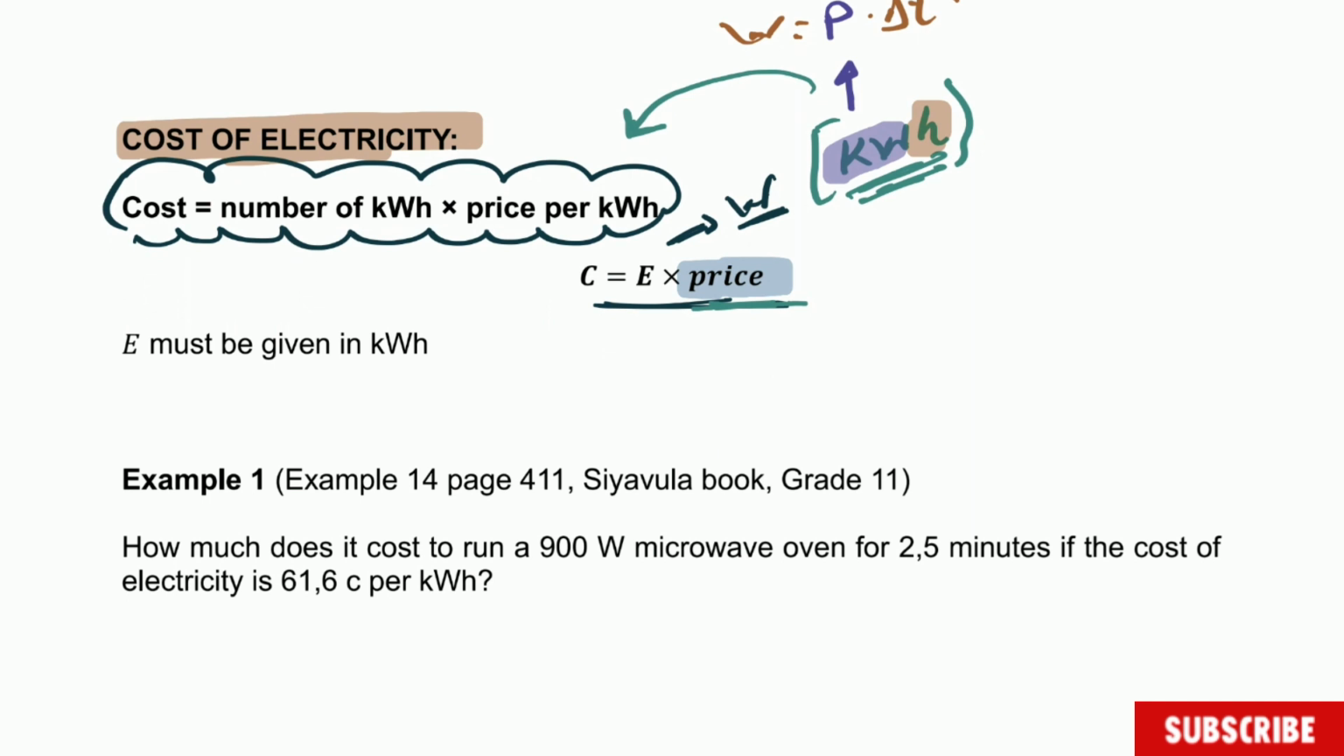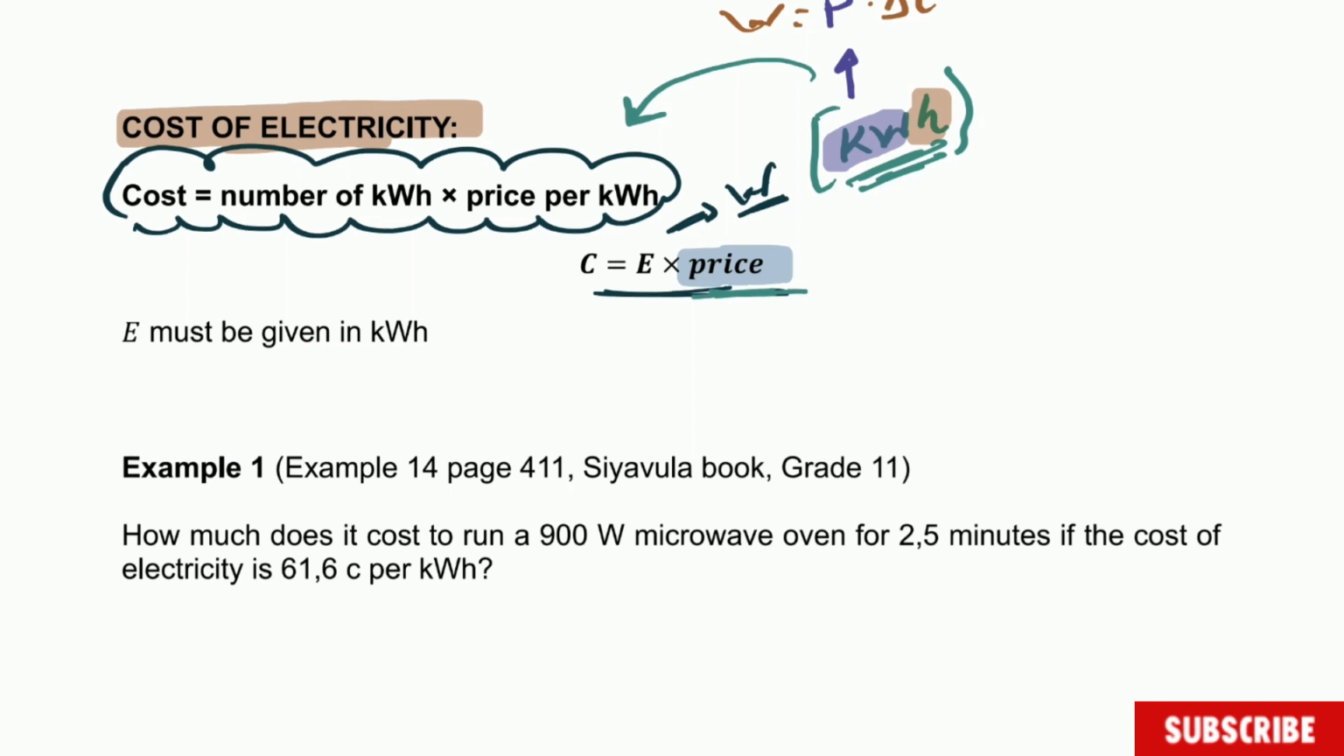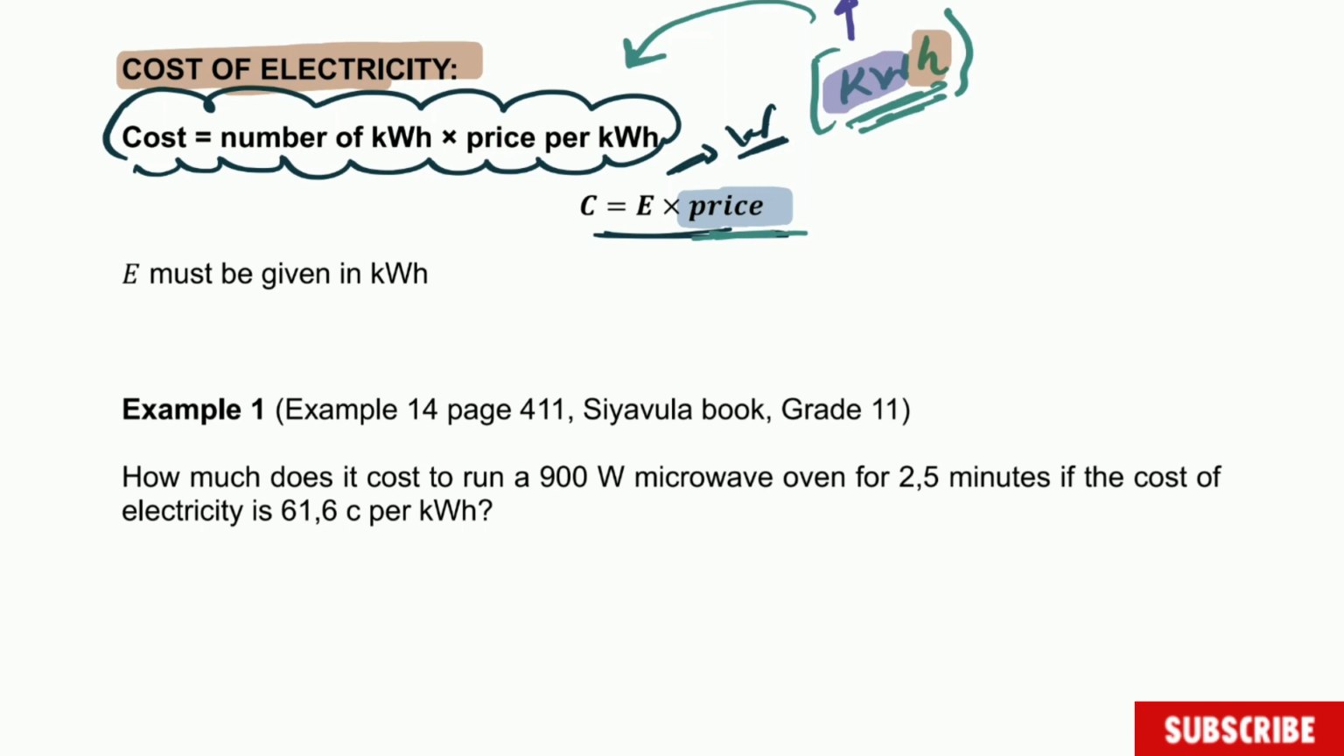Okay, now let's look at one very simple example. The purpose is not to complicate our life, but this example was taken from the Sijabolo book, grade 11, and it was in page 411. You can go there and look for the example, which is explained step by step. Now, the question says, how much does it cost to run a 900 watt microwave oven for 2.5 minutes if the cost of electricity is 61.6 cents per kilowatt hour?